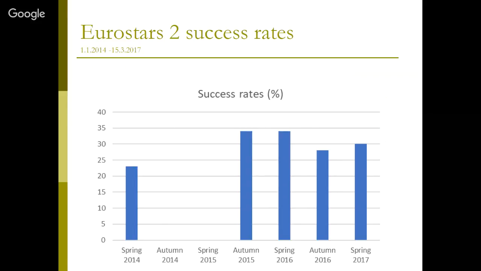And this is the most interesting slide, and it shows the success rates of Eurostars per call. Compared to other EU funding, especially SME instrument funding, where the success rate is around 3 to 8%, in Eurostars we have from 25 to even 34%, which is totally different from the SME instrument. So this is why many of you should consider Eurostars as a possible funding program.